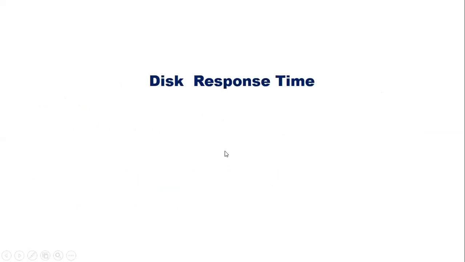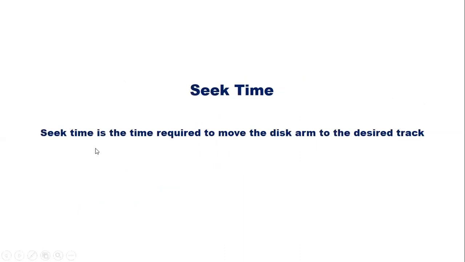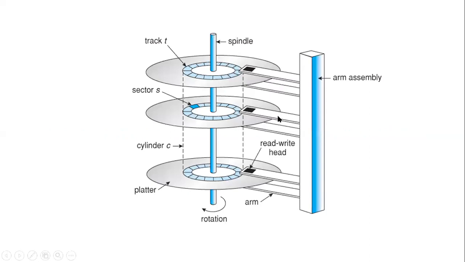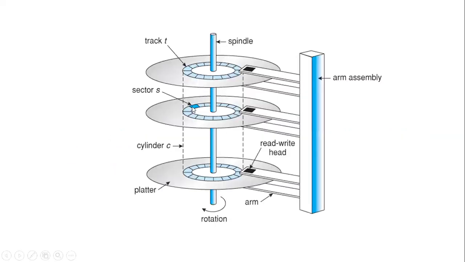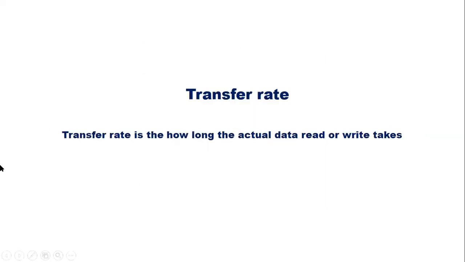There are three components to the disk response time: seek time, rotational latency, and transfer rate. Seek time is the time required to move the disk arm to the desired track. So the time required for this arm to move over the particular track from which the data is to be read is known as the seek time. Rotational latency is the time for the disk to rotate the desired sector to the disk head. So once the head is positioned over this particular track, this sector has to be brought under this head. The time required for this rotation is known as rotational latency. Transfer rate is how long the actual data read or write takes.